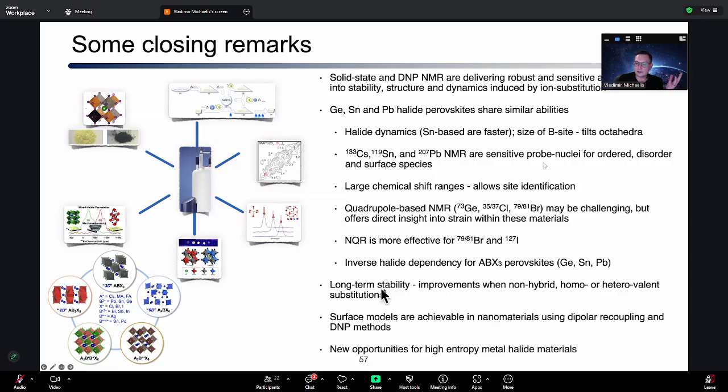Your long-term stability can be improved by going into non-hybrid systems, so removing that organic component, and also through homovalent and heterovalent doping, or substitution, sorry. DNP, along with dipolar recoupling, has helped us develop surface models of nanomaterials. And I really think there are these new opportunities in high entropy systems using NMR techniques, okay?